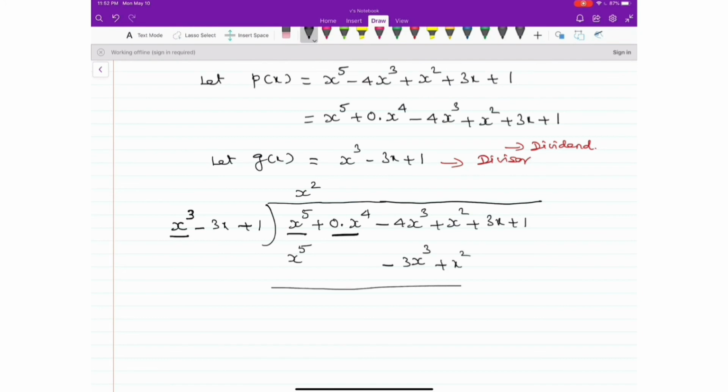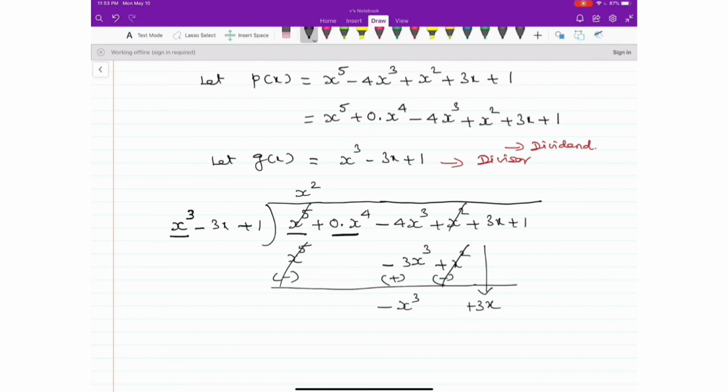Now the usual procedure. When I subtract, the sign will change. x power 5 minus x power 5 will get cancelled. Then this 0 into x power 4, I can ignore it now. Here what will happen? Minus 4x cube plus 3x cube. That will give me minus x cube. Then plus x square minus x square will get cancelled. Now I have to bring in this plus 3x. Okay.